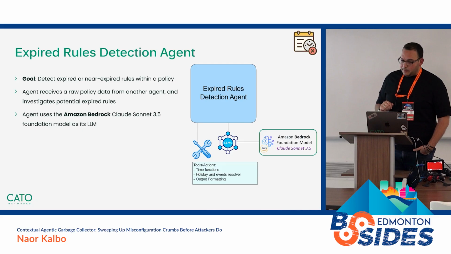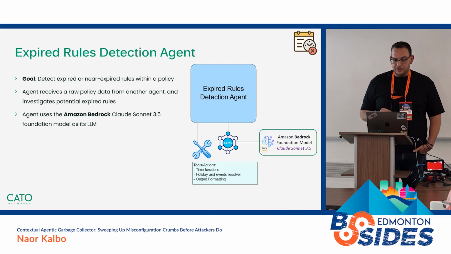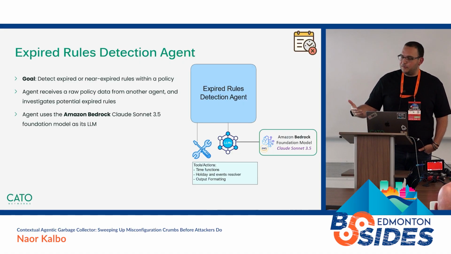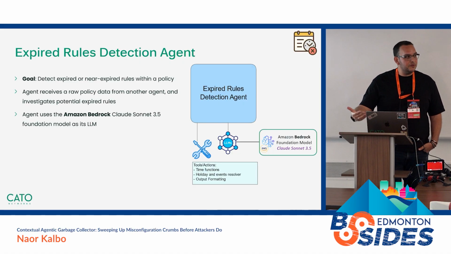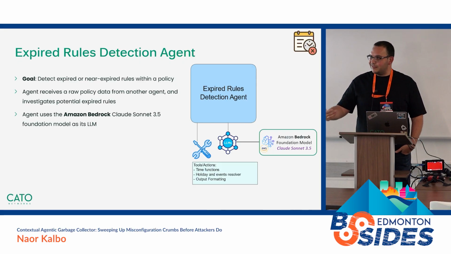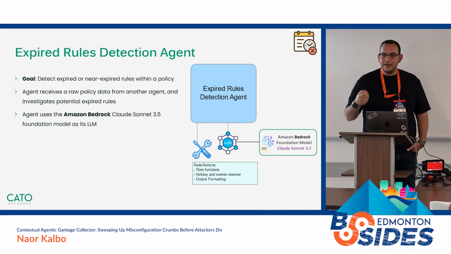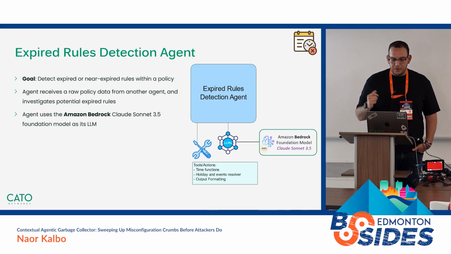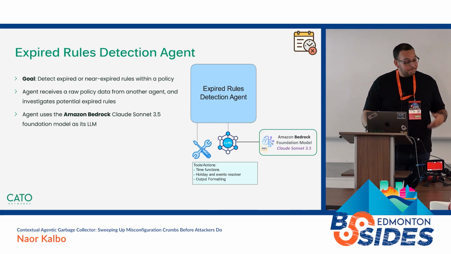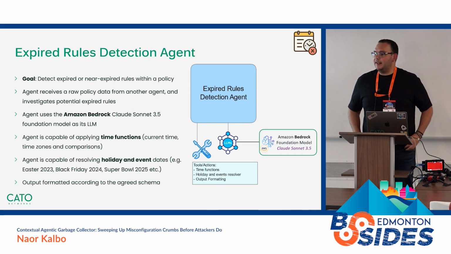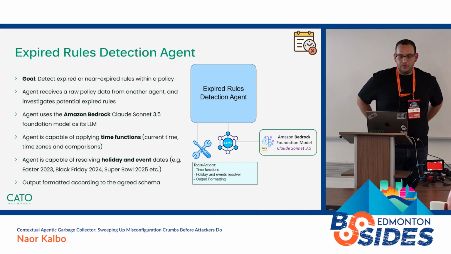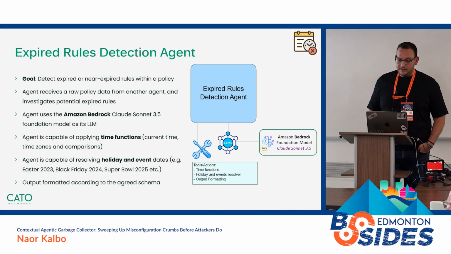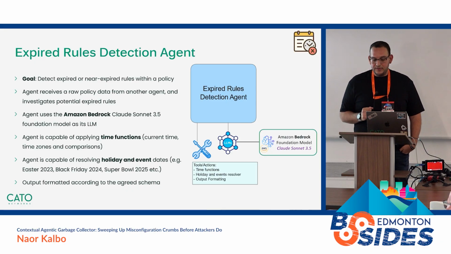Another detection agent is the expired rule detection agent. The reason I'm showing that is just to clarify that each one of them has a different purpose, a different set of tools, different capabilities, a different system prompt, you name it. They are all customized in order to perform some very specific action. As we all know, LLMs can sometimes struggle with tasks that involve comparisons, right, or time-based operations. So this is why we equipped this agent with a set of specialized tools.